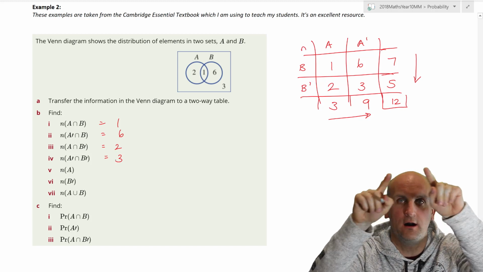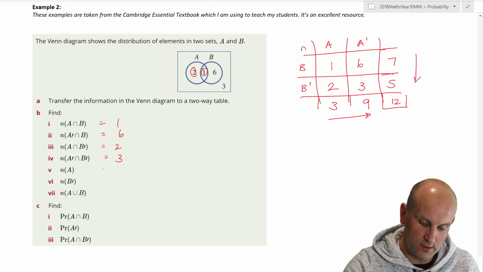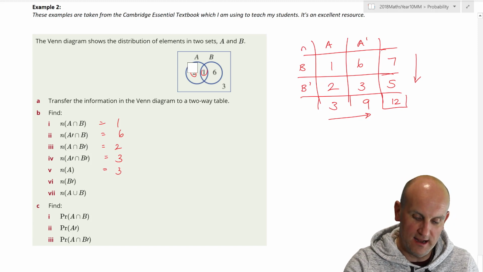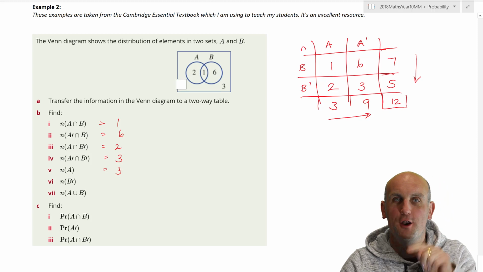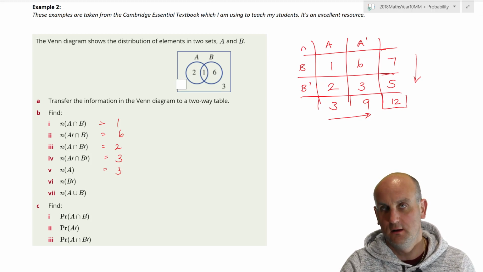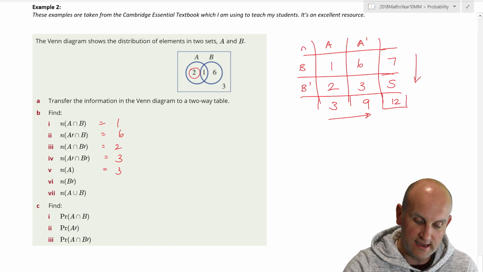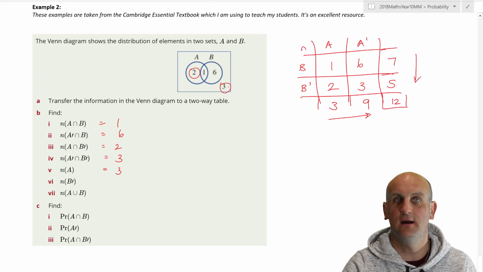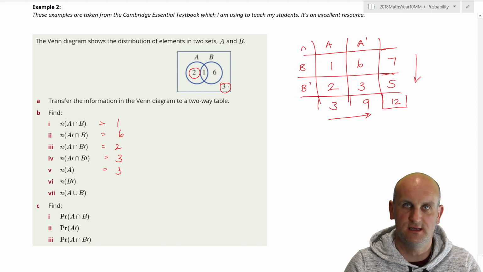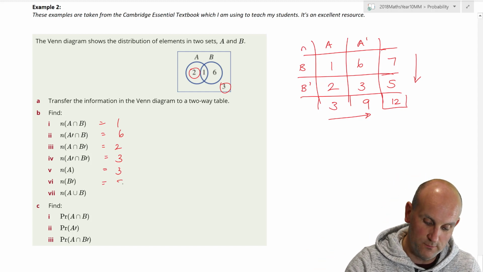Again, how many are included in the whole of A? Well, that includes this 2 and this 1, which is 3. How many are not in B? Oh, now this is a huge trick. The ones that are not in B are the ones that are here and here. So remember, when it's not in B, it's looking at those that are in just A and all the others as well. So in fact, in this situation, that would be 5.